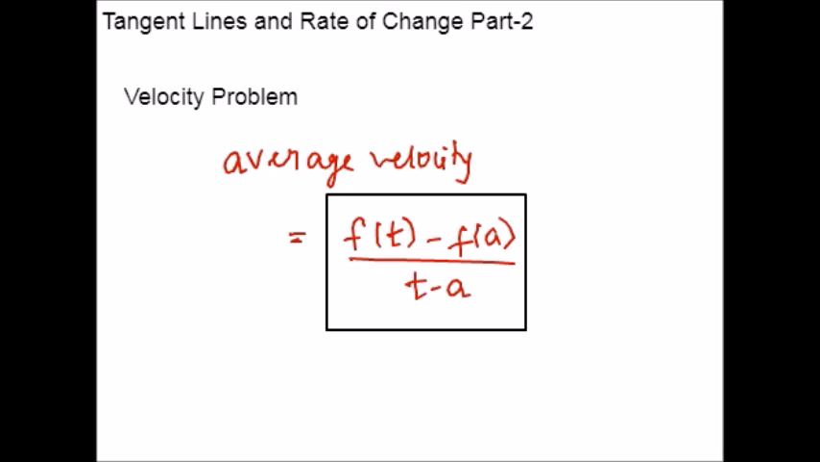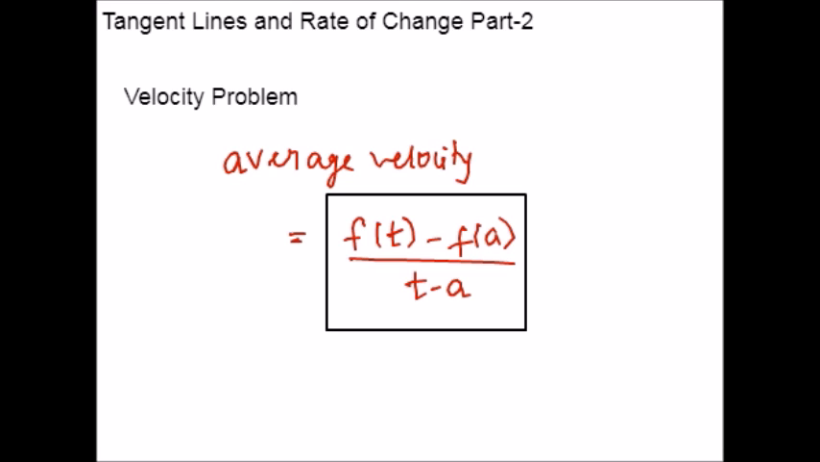Many calculus books will treat this as its own problem. We, however, like to think of this as a special case of the rate of change problem. In the velocity problem, we are given a position function of an object, f of t, that gives the position of an object at a time t. Then we have to compute the instantaneous velocity of the object.